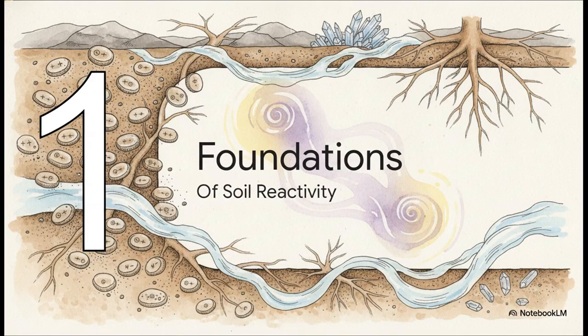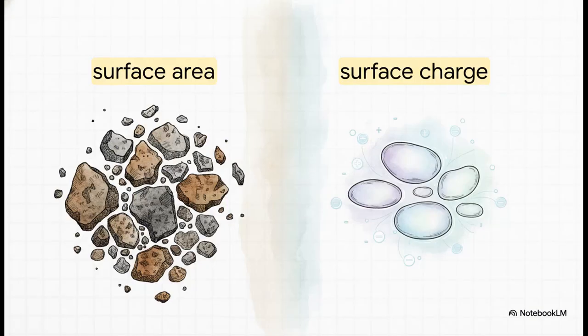Section 1, Foundations of Soil Reactivity. So what actually makes soil reactive in the first place? According to our source material, it really boils down to two main drivers: surface area, so particle size and shape, and surface charge, which is driven by clay and humus. That charge development is intimately associated with those clay-sized particles and humus. To really get how soil reacts, we basically have to figure out where that charge originates.